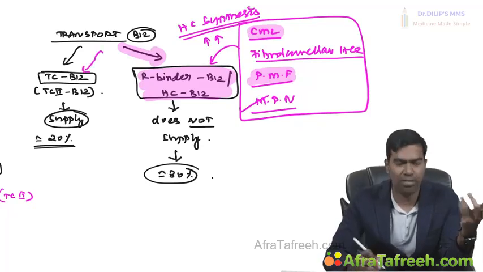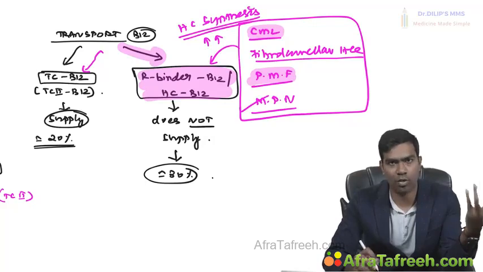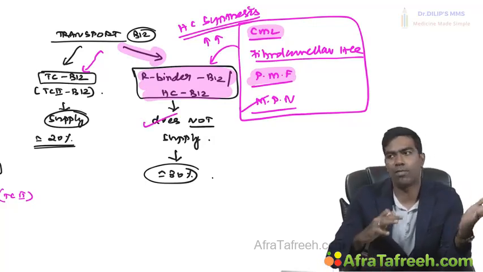Very little will be available for binding with your transcobalamin 2. Which means a lot of the B12 will be shunted towards a form of transport that is not going to supply the cells that need B12. This will result in a functional form of B12 deficiency, and might result in a megaloblastic anemia as well.